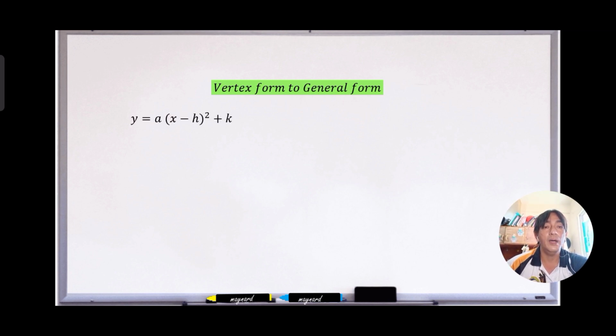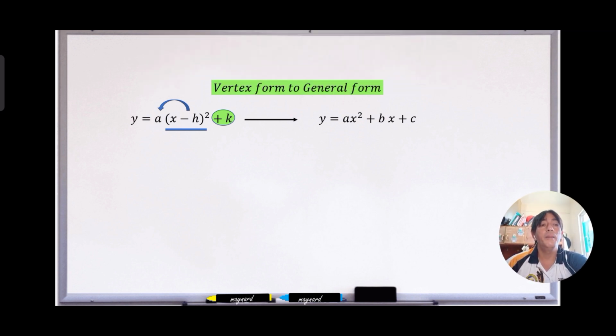So, yan yung formula natin, di ba? Y equals a quantity of x minus h quantity squared plus k. So, ang gagawin mo lang muna is to get the product of the square of binomial. Okay, so then, pagkatapos mo makuha yung product na yon, i-multiply mo siya sa a. Then, pag na-multiply mo na siya sa a, i-add mo yung constant na k dun sa constant na makukuha mo dun sa product ng a tsaka ng quantity of x minus h, quantity squared. So, ganito na ang kakalabasan yan. Yung general form na y equals ax squared plus bx plus c.